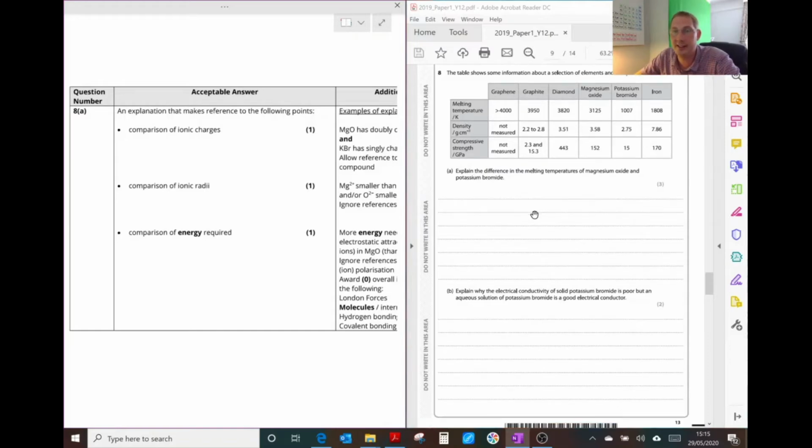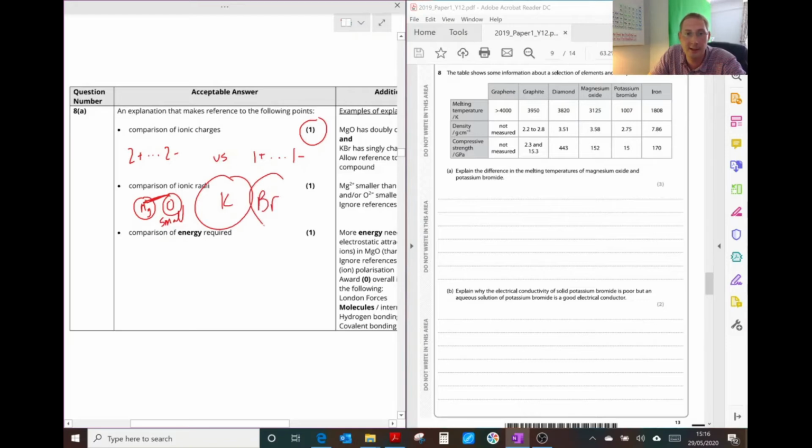Explain the difference in the melting temperatures of magnesium oxide and potassium bromide. There were some terrible answers to this. All they wanted you to say was comparing the ionic charges. You've got 2 plus 2 minus versus 1 plus 1 minus. Comparing the ionic radii. Magnesium and oxygen are small and therefore close together, whereas potassium and bromine are large and further apart. And therefore, and this was the mark that many people lost, comparing the energy required.